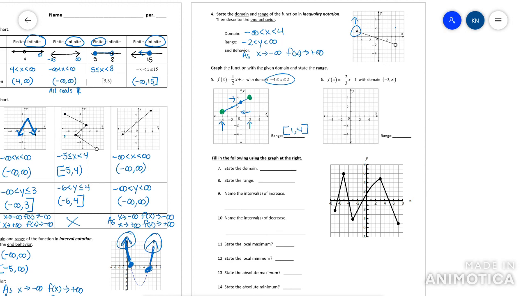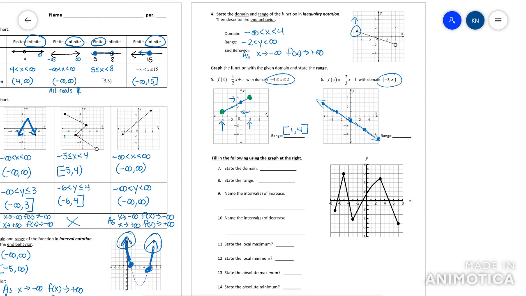Okay, this next one, negative 2/3 x minus 1. Start at your y-intercept of negative 1. Drop 2, run 3. Work your way back up a little bit. Connect the dots. So this is what that function would look like if I don't restrict the domain.